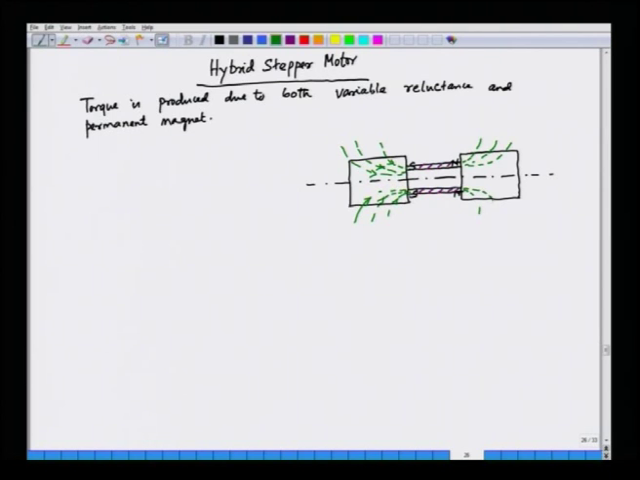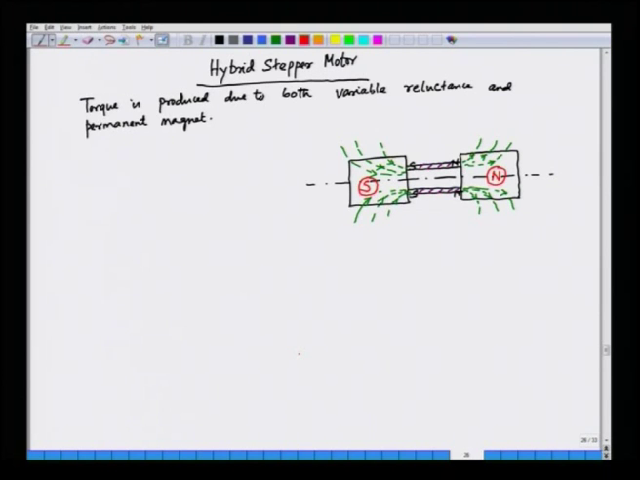So, this is the north pole structure. We have the north pole. The flux is coming out of the north pole like this. So, as a result, the left side block is completely a south pole structure and the right side block is completely a north pole structure.